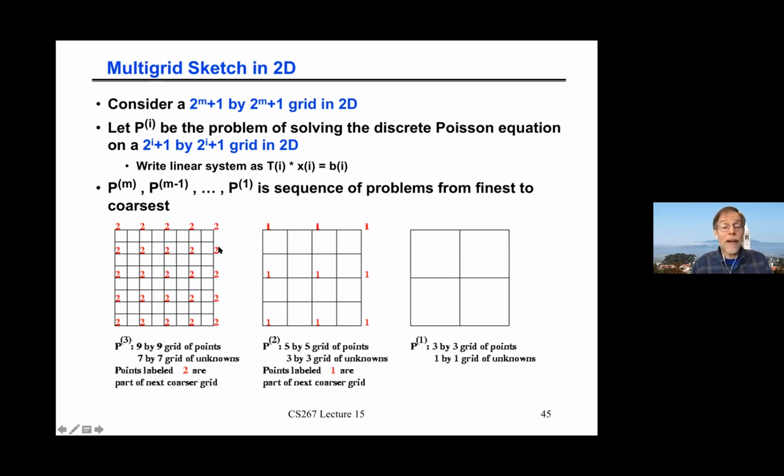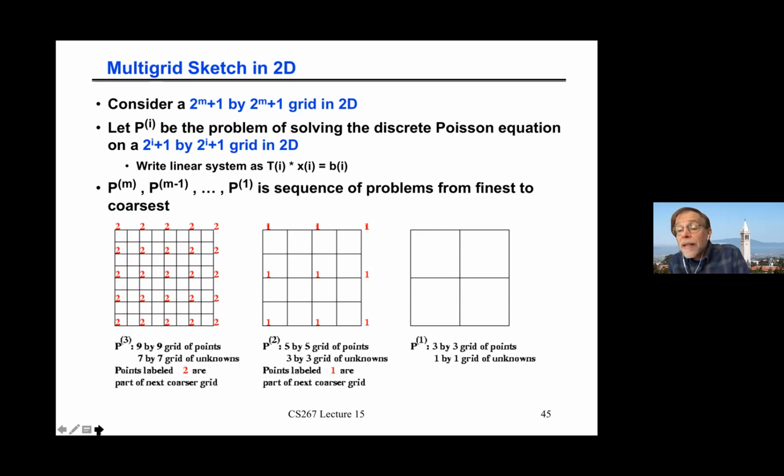And so here I have a 9 by 9 grid of points and a 7 by 7 grid of unknowns. I take every other mesh point, I get the ones labeled 2. So now I just have a 3 by 3 set of unknowns in this 5 by 5 mesh. Take every other mesh point, and I finally get to the base case with one unknown and all of these boundary conditions on the outside. So I will use this notation in order to state the algorithm.